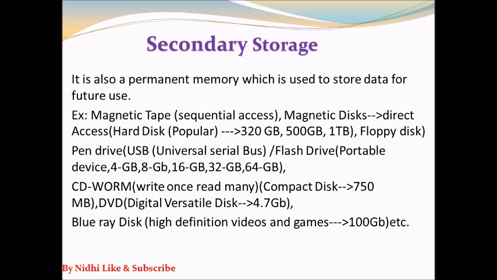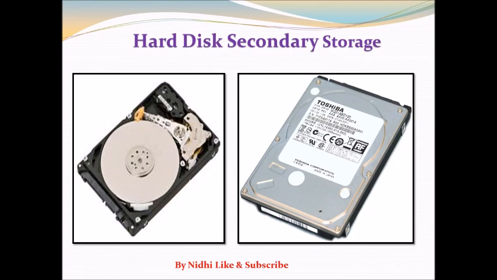So first you can see a hard disk secondary storage device. This is the way a hard disk looks. There are two images, one of them from the interior. It uses a mechanical or magnetic process for storing the data in the form of circles or tracks. So here you can see the image of a hard disk and how it looks.